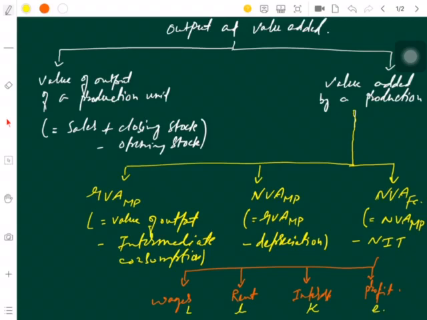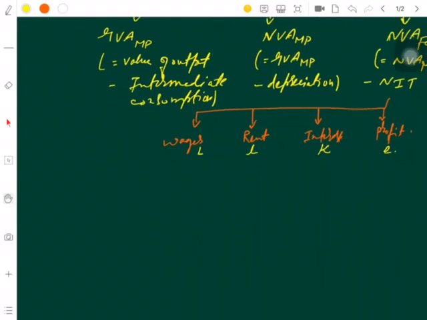So this flowchart is now explaining to us how these things are getting bifurcated. For further explanation of this very concept, we can move to a simple numerical example, which will make us understand how this all works: what is the value of output, what is intermediate consumption, and what is value added, how value is added. And this is going to answer a few more important questions of ours.